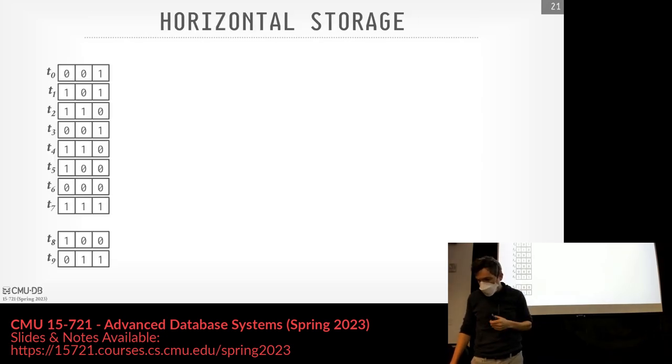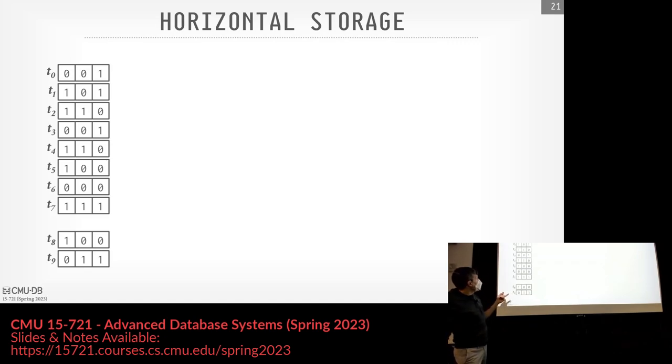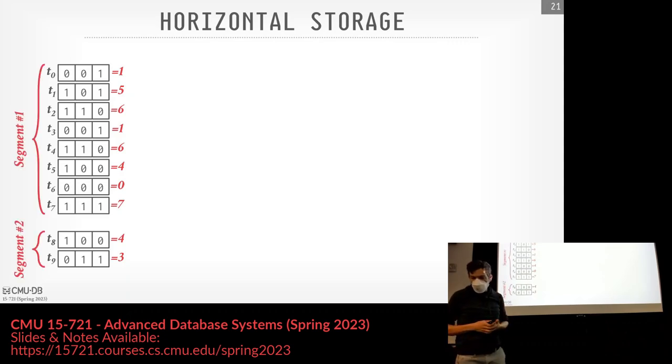All right, so say we have our tuples here. This is just the binary form or whatever they're storing. So here's the numeric value that's being represented by all of these. So we're going to break it up into segments. We're thinking of these, again, just like row groups as we had before.